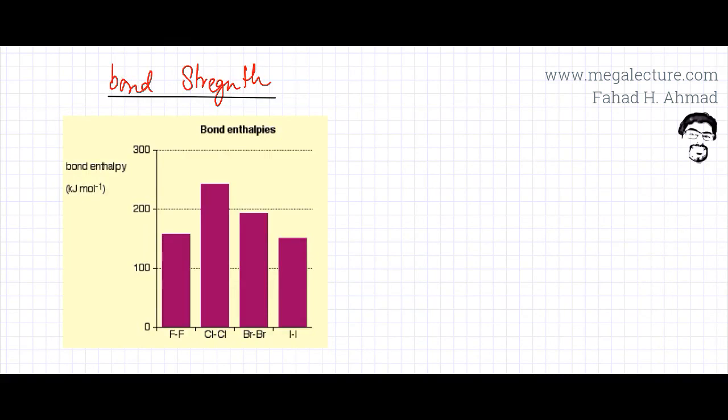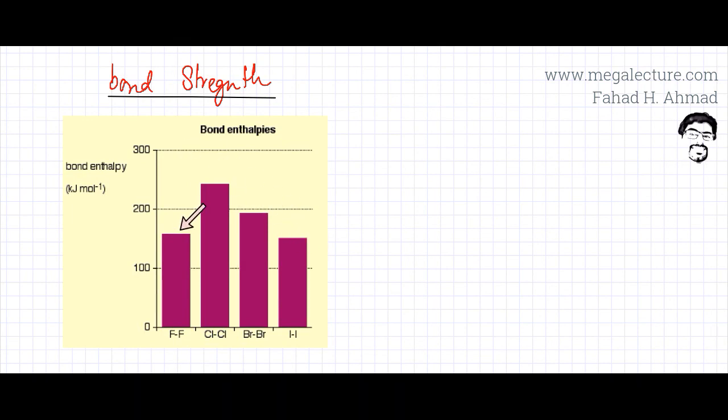Let's now quickly discuss bond strengths, especially of the halogen-halogen bond. For example, there's an F2 molecule, a Cl2 molecule, Br2 molecule, and I2 molecule, and I've plotted the bond enthalpies or bond strength of these molecules, and you would notice that the general trend is that the bond energy or the bond strength is decreasing down the group.